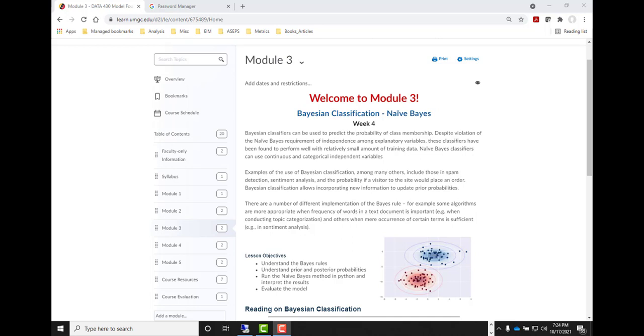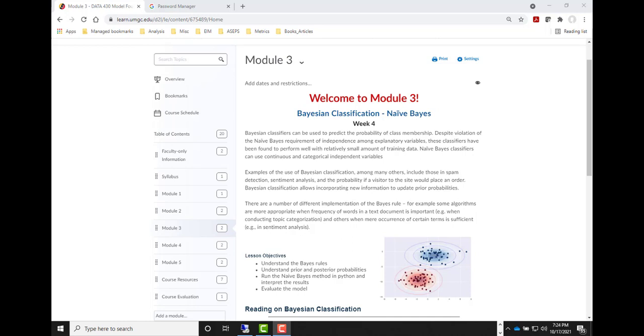Bayesian classification makes use of probability, both unconditional or marginal probability and conditional probability, and you can predict the probability of class membership using Bayesian classification.